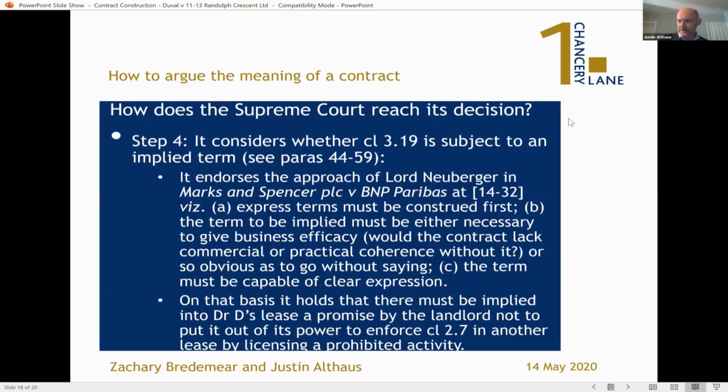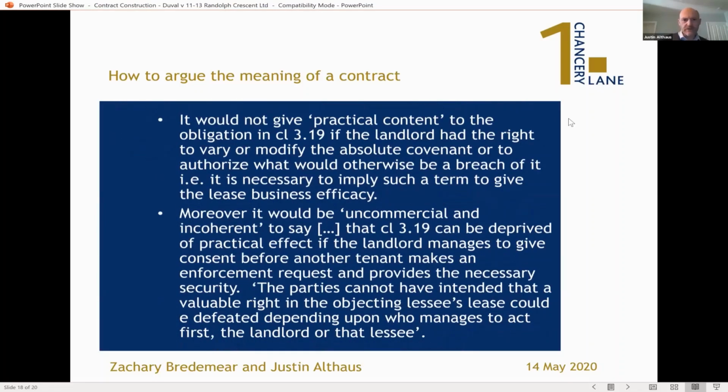And it said, and it was here adopting what Lord Justice Lewison had said in the Court of Appeal, that it would not give practical content to the obligation in clause 3.19 if the landlord had the right to vary or modify the absolute covenant or to authorise what would otherwise be a breach of it. And so, in other words, they were saying it was necessary to imply that term in order to give these leases business efficacy.